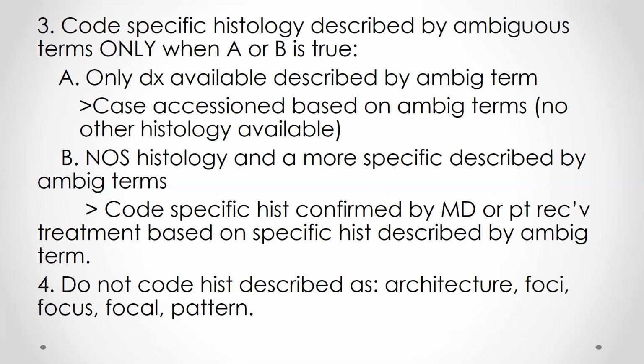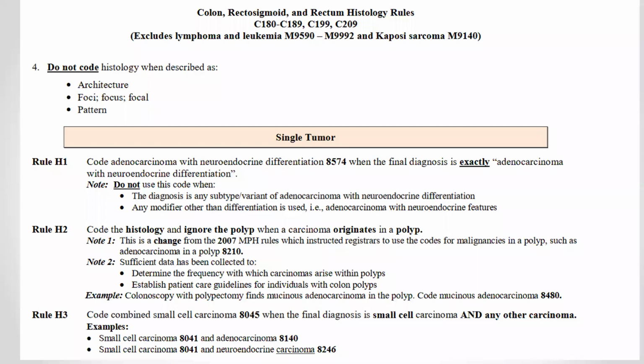We wouldn't know that. Do not code histology described as architecture, foci, focus, focal, or pattern. So we are ignoring those words for 2018 and forward. So it's easier just to look at the histology rules in the manual. Again, we have the headers. So if you have a single tumor and you're looking to see how to code the histology, start under the correct header, and we'll start at H1 and then just follow down the rules.